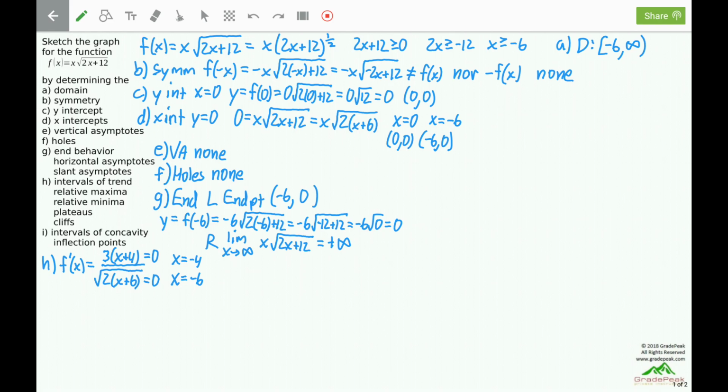So x equals negative 4 is greater than negative 6. It's in the domain, and it is therefore a critical number. x equals negative 6 is the left endpoint. It is included. It's in the domain. It's also a critical number.